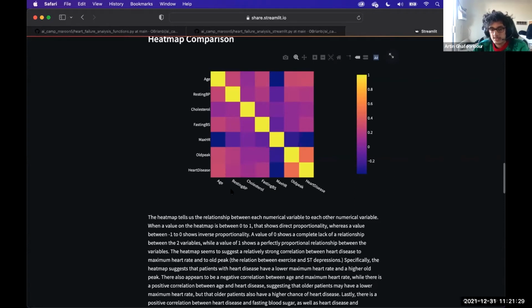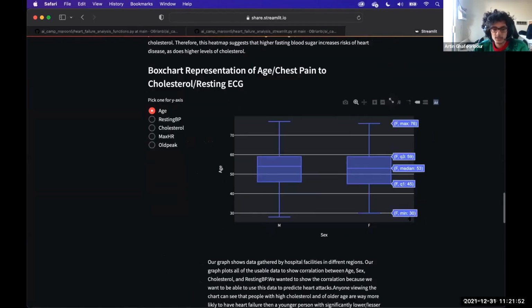Interestingly, age and maximum heart rate also correlate strongly, such that the higher a patient's age is, the lower their maximum heart rate most likely is. And lastly, there's a noticeable correlation between heart disease and fasting blood sugar, as well as heart disease and cholesterol, such that an increase in either variable would increase a patient's likelihood of having heart disease. And now I'll hand it over to Aviv for the box chart representation of our data.